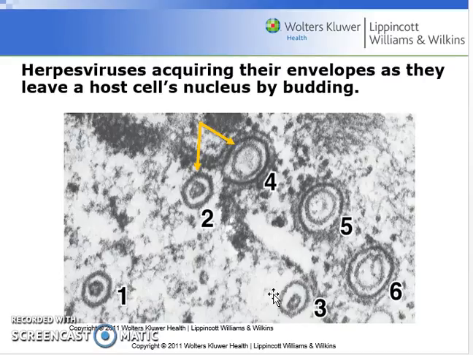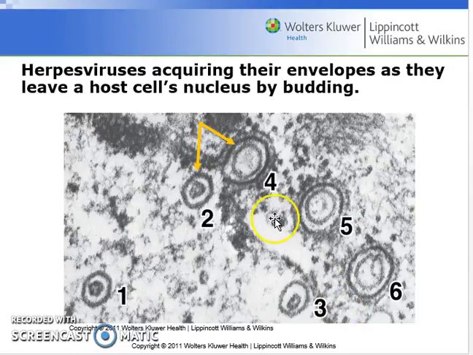And then in picture 4, you can see the virus starting to leave the nucleus through the process of budding. You can see that process taking effect on the outside of the membrane. And then in pictures 5 and 6, these are viruses that have already developed the envelopes surrounding them.